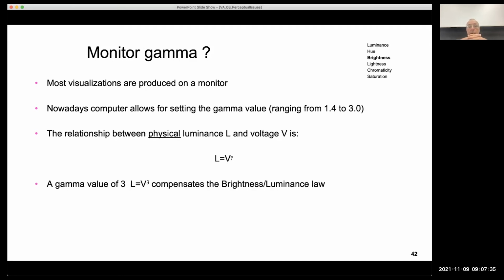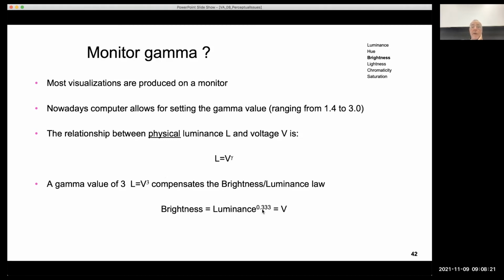Because using this gamma, we can compensate for how human beings perceive the luminance. If we have a gamma equal to 3, the luminance corresponds to the voltage powered to 3. Why am I talking about the voltage? I'm thinking of the physical energy you give a pixel, or a phosphor long time ago, to produce a luminance. If you increase the voltage, the luminance increases as well.